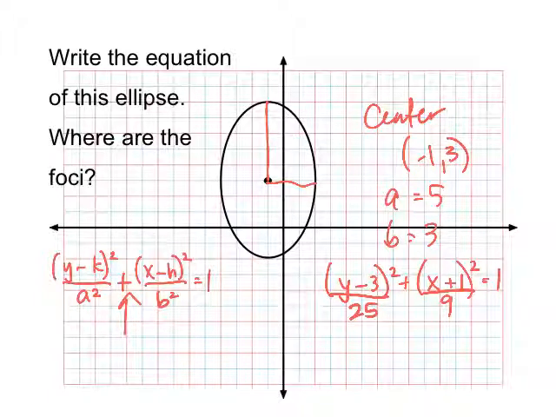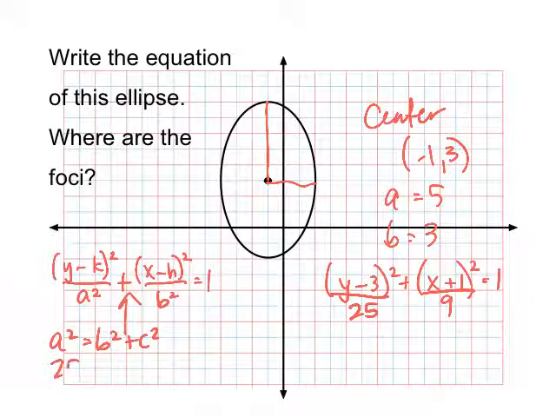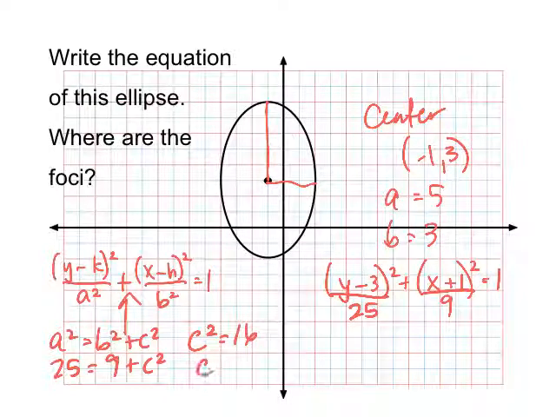The last question says, where are the foci points? Well, we need to find the C value. So a squared equals b squared plus c squared. A squared is 25, b squared is 9, so that means c squared equals 16, and c is 4. So that means your foci points, we'll label them right here, are on the major axis, 4 away from the center. So center, foci, foci.